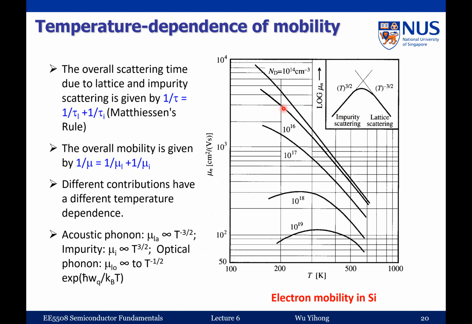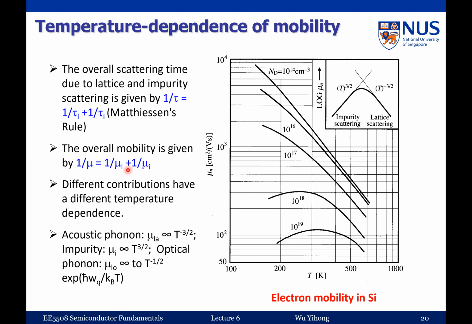Now we look at the electron mobility in silicon. This is the dopant concentration, from 10 to the power 14, increasing until you reach 10 to the power 19. At 10 to the power 19, you can see that the mobility at low temperature is low. That's because the mobility basically follows this T to the power 3/2 dependence, right? At high temperature, it's mainly dominated by phonon scattering. That's because of this rule: when this is high, you ignore this one, and it will be determined by this one.